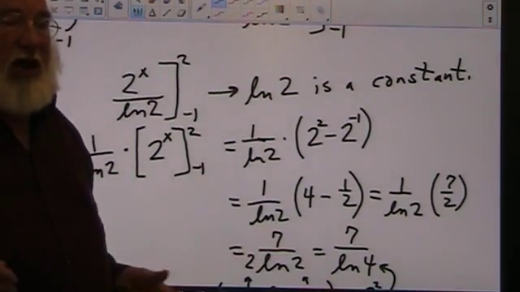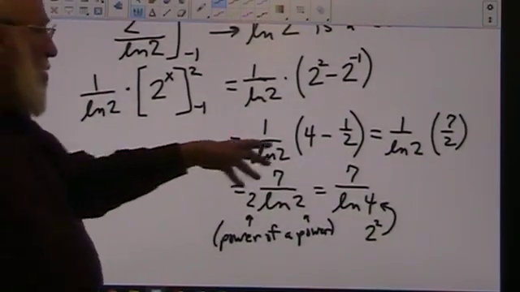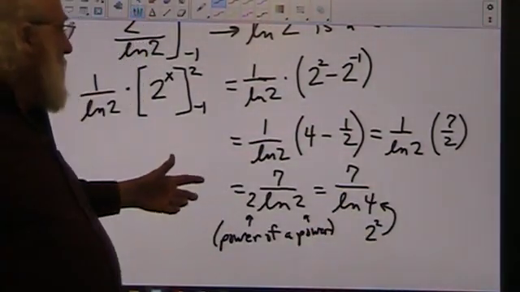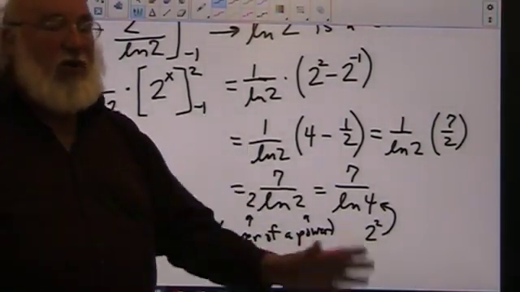I prefer 7/2. Don't give me a mixed number, that's kind of messy. Times 1 over the natural log of 2. So we got 7 over 2 natural log of 2. If you want to leave it like that, again, that's fine.